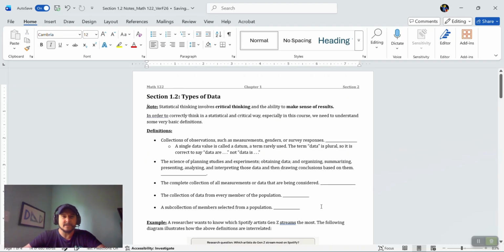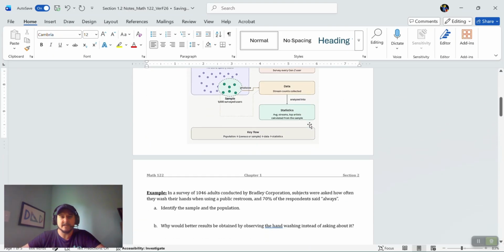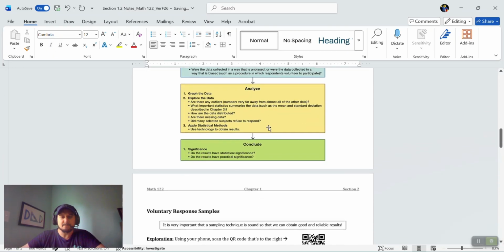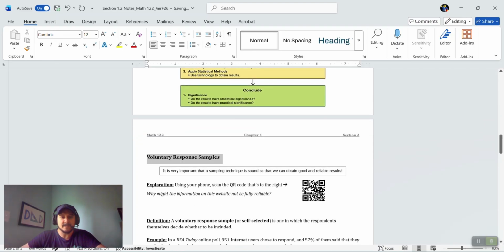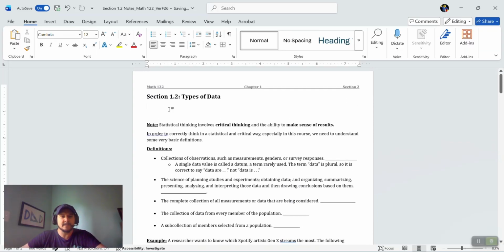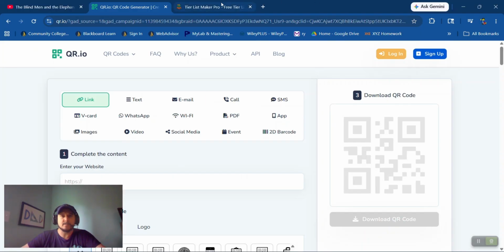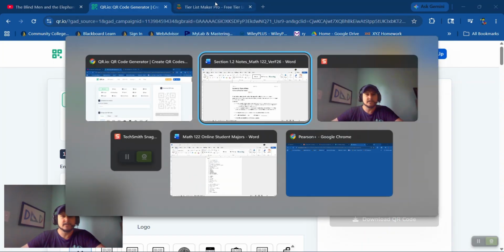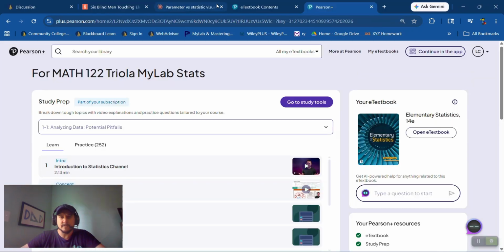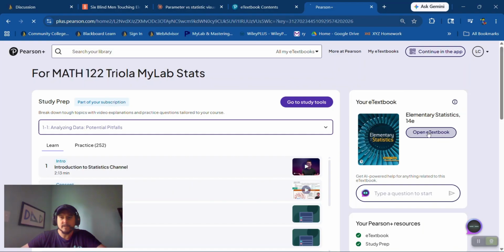I'm actually going to start this out with a subsection because I was thinking about this last night and this morning, how I'd like to open this section out. I'm going to just copy this voluntary response sample subsection title, paste it so I can edit it, and I'll take you to the textbook. I have that somewhere. Here we go. Open e-textbook.